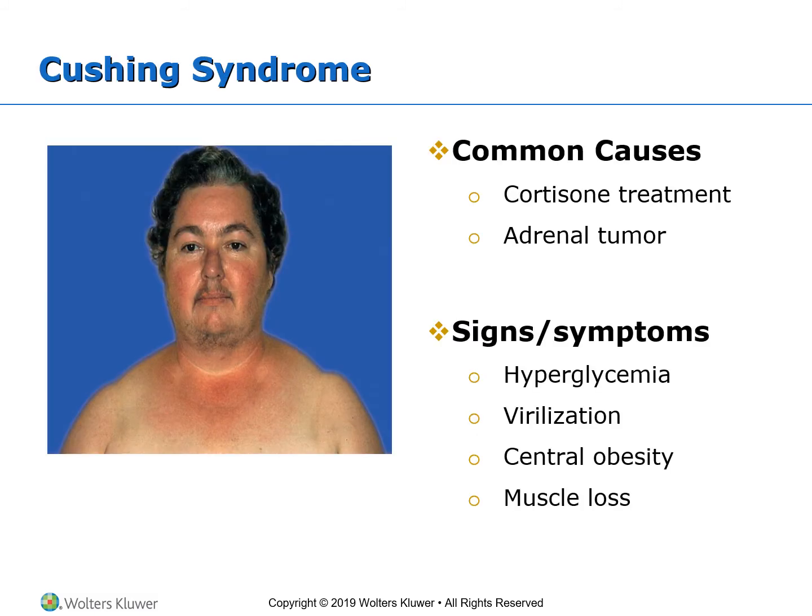Cushing syndrome is most of the time the result of an adrenal tumor, and the treatment will be with cortisone. Those people will have hyperglycemia, central obesity, and muscle loss on the limbs with what is called virilization. It means looking more and more like a man. If you look in the picture, this patient that you see in front of you is a woman. But you can see that she looks more and more like a man.